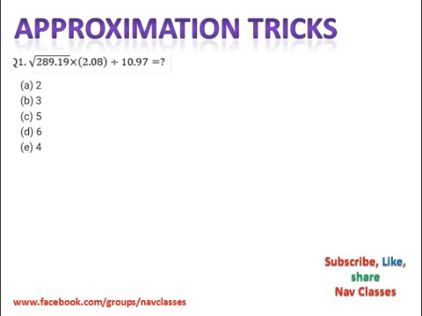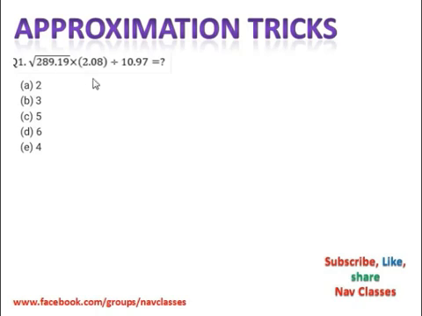Today we are discussing approximation tricks. These questions are sent by my subscribers, so I am solving them and providing all the tricks simultaneously with the questions. This question is asking for the root. For square roots, cubes, and squares, you can watch my previous videos so that you will be able to understand them clearly. Now I am again revising them with each and every question, all of the approximation tricks.